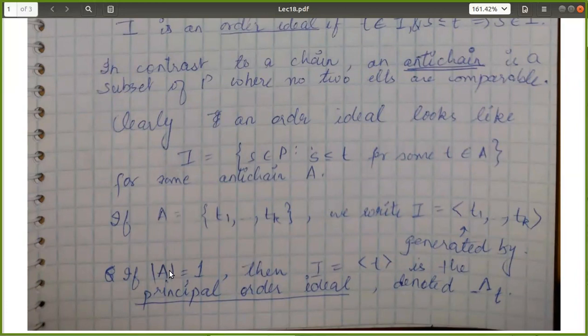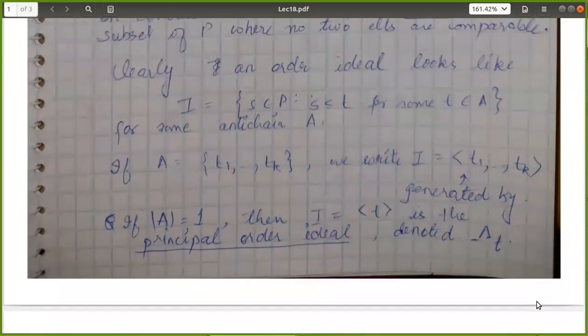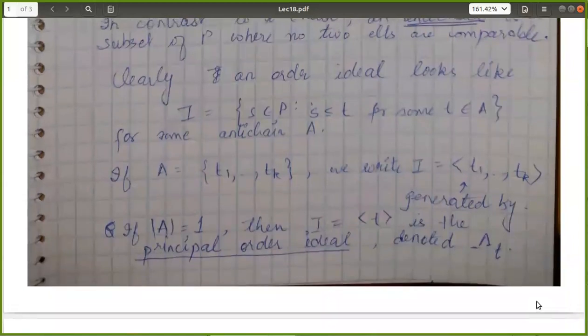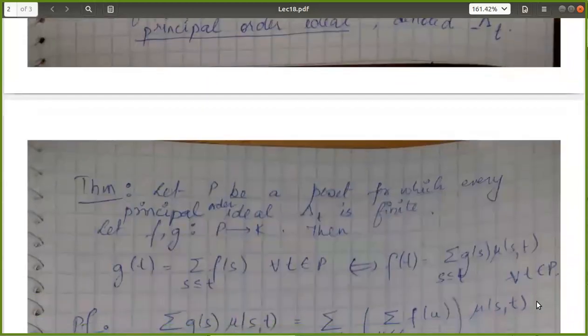If the anti-chain happens to be just one element, then you say that I is generated by just this element T. This is called a principal order ideal in this case, and it is denoted by gamma T. So now you understand what a principal order ideal is. With this in the picture, we can see the Mobius inversion formula.